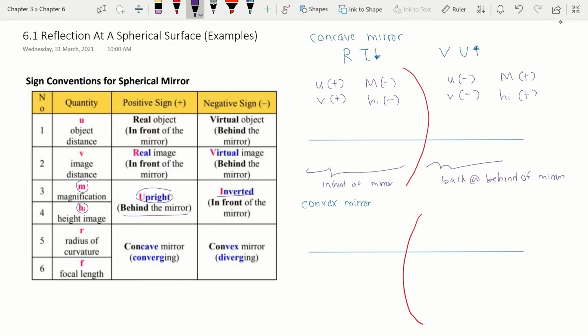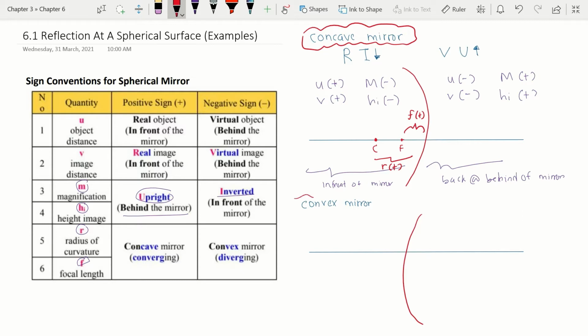Next, radius of curvature and focal length. As we know, we have the center of curvature and also the focal length. This is for the concave mirror. For a concave mirror, the center of curvature and the focal point are in front of the mirror. So if it is in front, the radius is a positive value and the focal length is a positive value as well. This is the sign convention for a concave mirror.